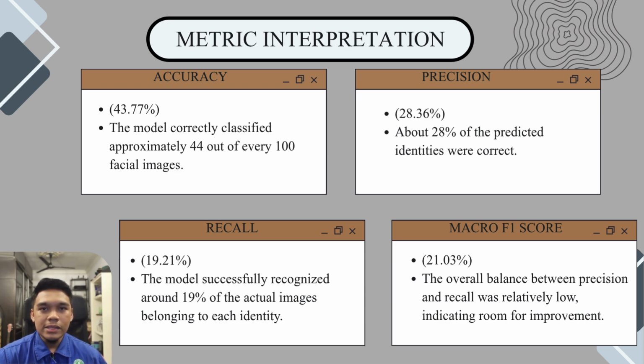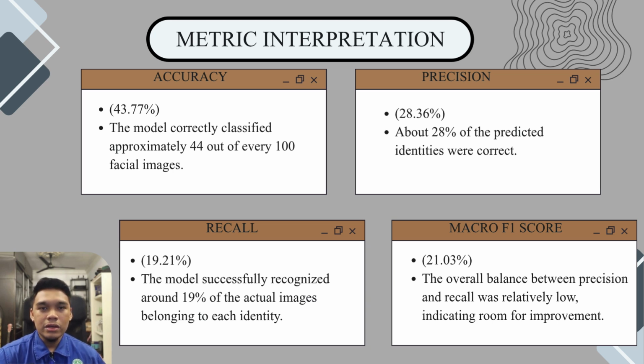Secondly, the model obtained a precision of 28.36%. This indicates that among all the identities predicted by the model, approximately 28% of them were classified correctly. Precision measures the reliability of the model's predictions and reflects the proportion of correct positive predictions.